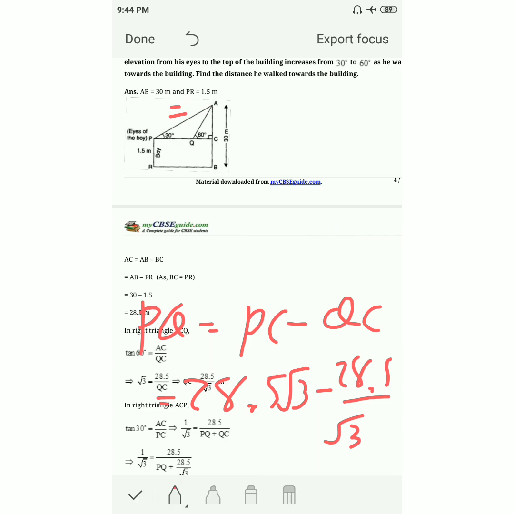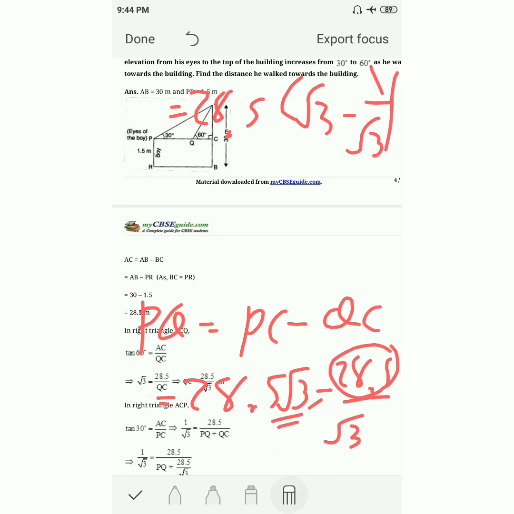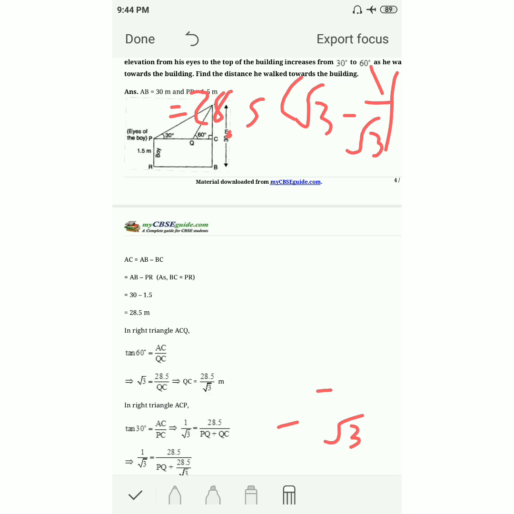Right. So 28.5 is common. Then what is remaining? Here under root 3, then the negative sign. And here 28.5 is common. Then nothing is remaining in the numerator, that's why 1. And in the denominator, under root 3. So 1 upon under root 3.